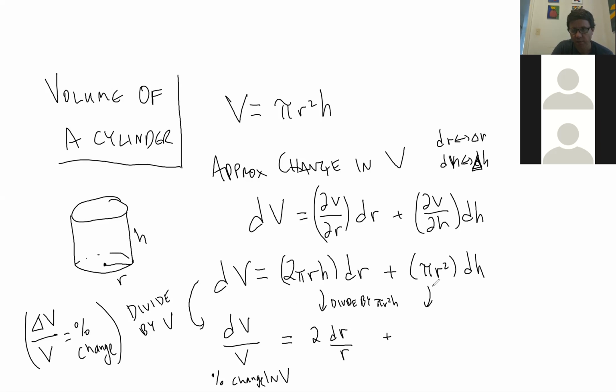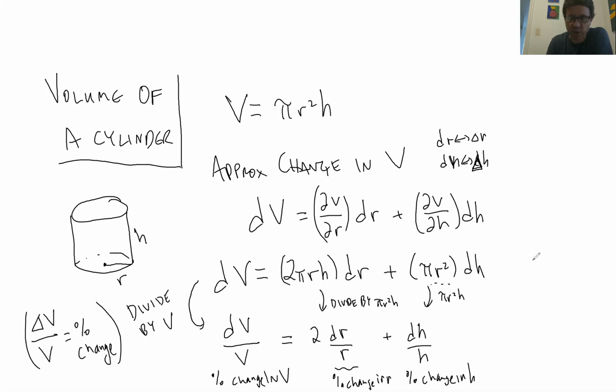How about the last one? If I divide this by pi r squared h, then the pi's will cancel, the r squareds will cancel, and I'll be left with dh over h. So now we look at this. If dv over v is the percent change in v, then dh over h is the percent change in h. And dr over r is the percent change in r. So look, no numbers. I haven't put any numbers in for h or r. It's all now in percentages.